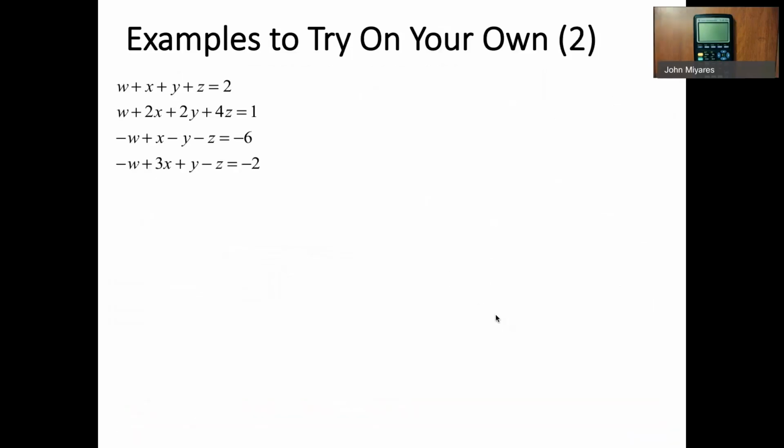Here's another one that you can try on your own. This one has 4 equations and 4 unknowns. So our augmented matrix this time must be a 4 by 5 matrix. Go ahead and pause this video one more time to see if you can work this one through on your own.